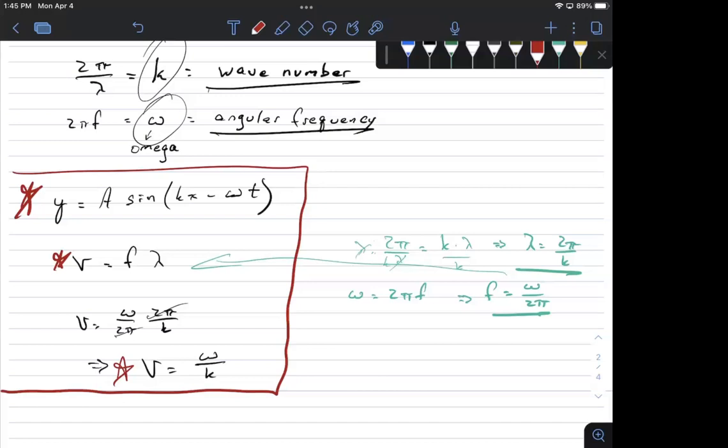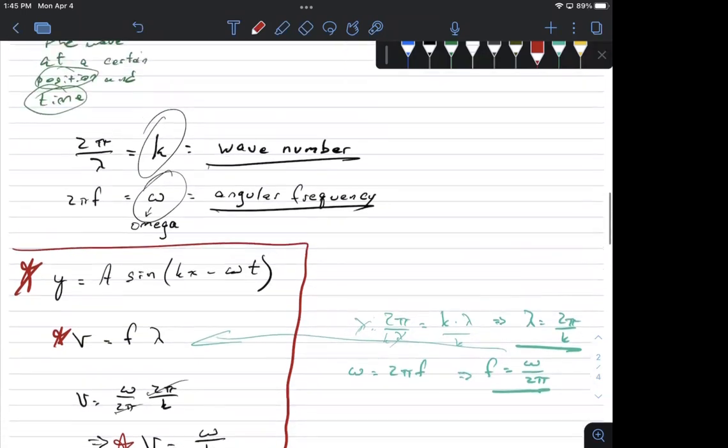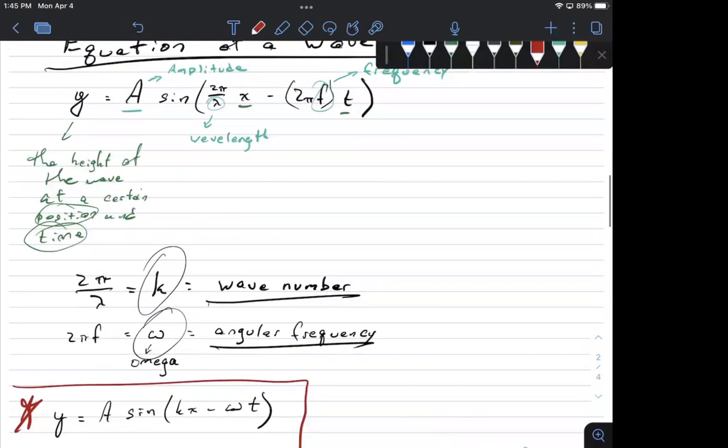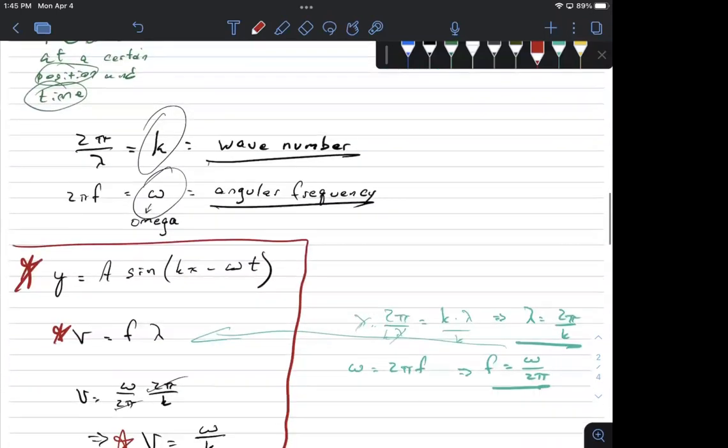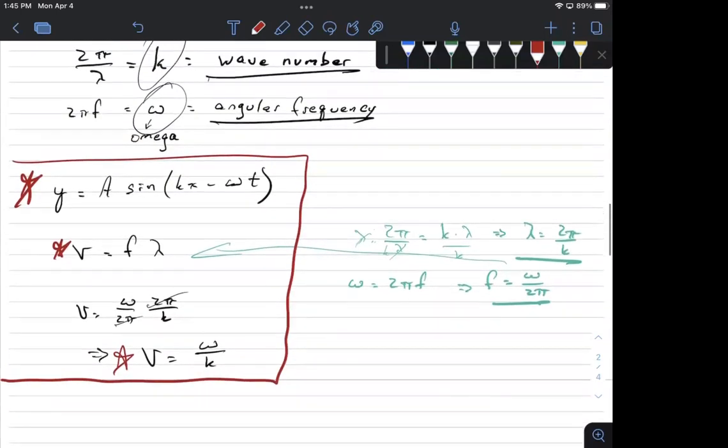I actually got a question. When you were doing the substitution method, I understand what you meant by substituting 2 pi over lambda and calling it k to simplify the equation. But I got confused when you did velocity and k. What physically is k?